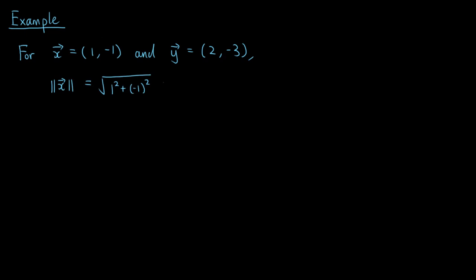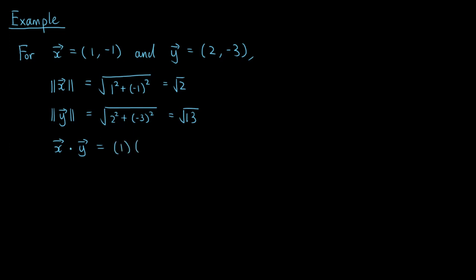Let's do a quick example on the three notions we have just introduced. Let's say we have the vectors x equals (1, -1) and y equals (2, -3). Then the length of x equals the square root of 1 squared plus bracket -1 squared, which equals the square root of 2. Also, the length of y is the square root of 2 squared plus bracket -3 squared, which equals the square root of 13. Also, x dot y equals 1 times 2 plus -1 times -3, which equals 5.